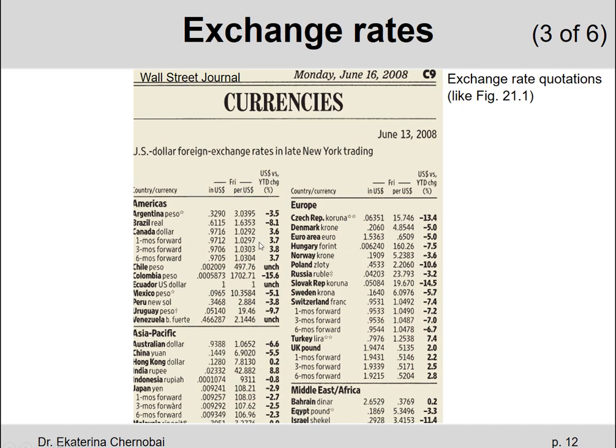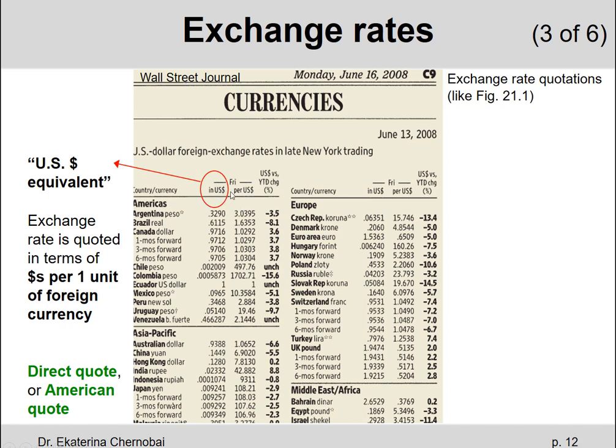So this table has 3 columns. Don't worry about the third column, which has changes in bold. Let's focus on the first and the second columns. The first column in this table is labeled as in US dollars. So what do you think this means? This is also called the US dollar equivalent. And it's the exchange rate quoted in terms of how many dollars it is per one unit of foreign currency, also known as direct quote or American quote.